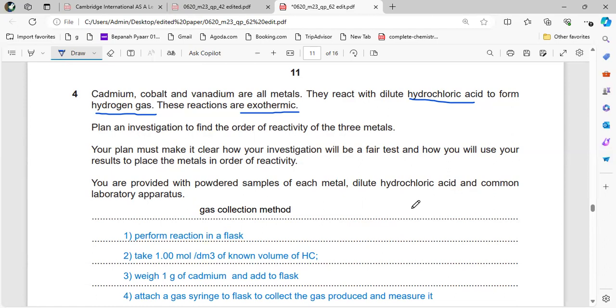So here you have two easy methods to write this investigation. As I told you, in the question they have given that the metals are reacting with HCl. Also, it is producing hydrogen and the reactions are exothermic in nature. So the two methods you can use here: either you can measure the amount of hydrogen gas produced. That is one method. And second, you can measure the temperature. As this reaction is exothermic in nature, you can measure the temperature, and the metal which has a higher temperature change will be more reactive.